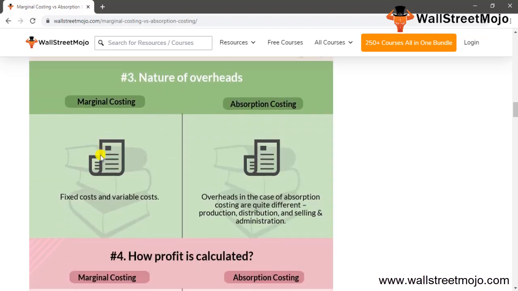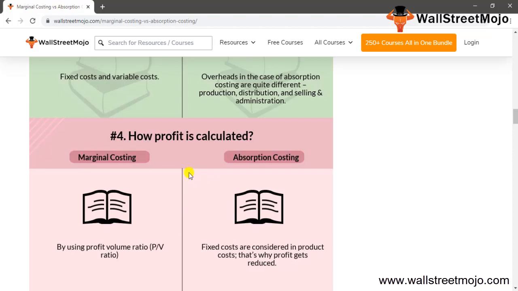What is the nature of the overheads? Fixed cost and variable cost. And here various sides of overheads also come into the picture. In case of absorption costing, they are quite different: production, distribution, selling, and admin cost. How is profit calculated? Marginal costing is calculated by the profit to volume ratio, that is the PV ratio, one of the very important ratios here. And here it is considered with the help of the product cost, more on the variable cost. So the profit volume ratio is taken into account.